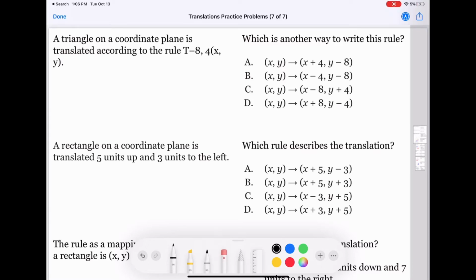Today I'm going to be going over some different translation practice problems. Let's look at the first problem. This problem states that a triangle on a coordinate plane is translated according to this rule.